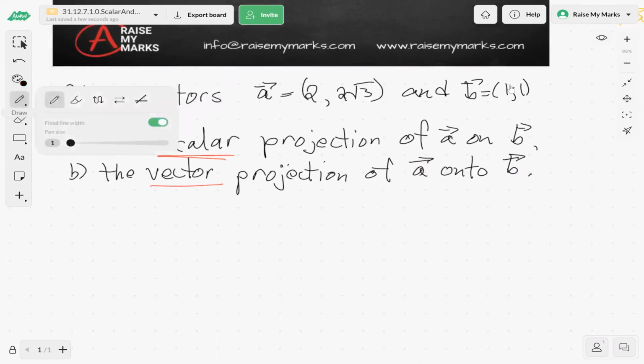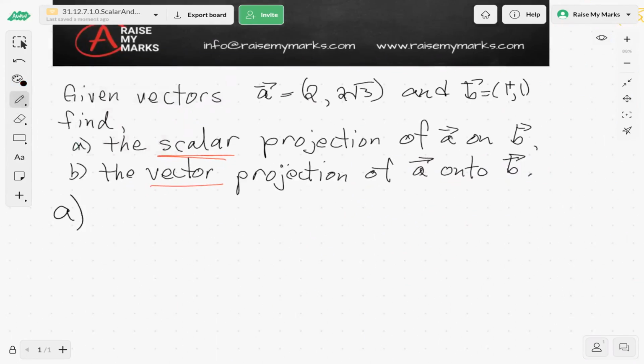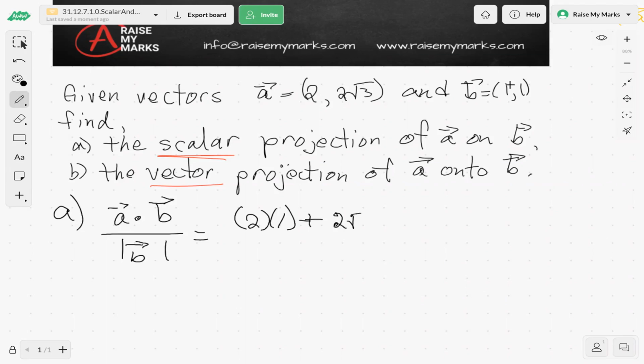Okay. All right, so first one, scalar projection of A onto B. So it's pretty much just an application of that formula. So A dot B over the magnitude of B. All right, so let's do that. So we know the dot product of two vectors. We got 2 times 1 plus 2 root 3 times 1 over magnitude of B is 1 squared plus 1 squared. We take the square root of that.